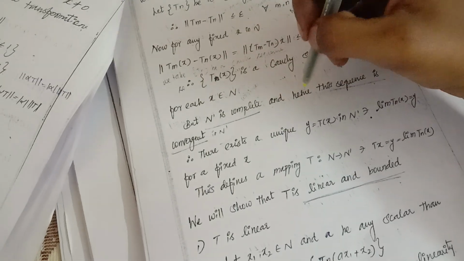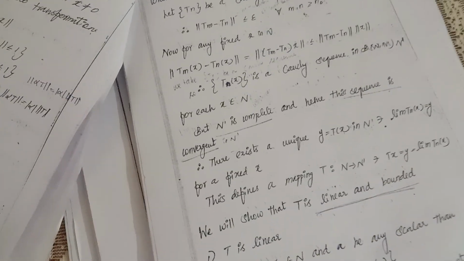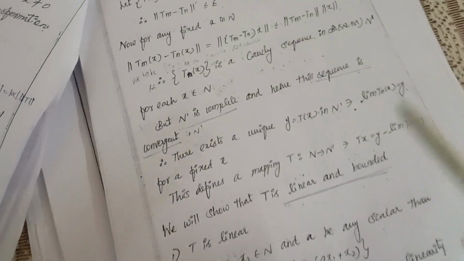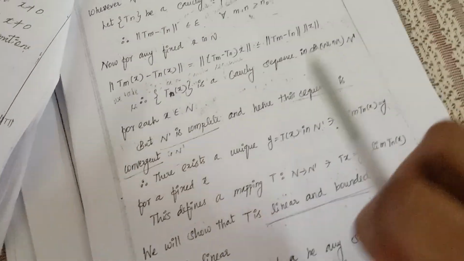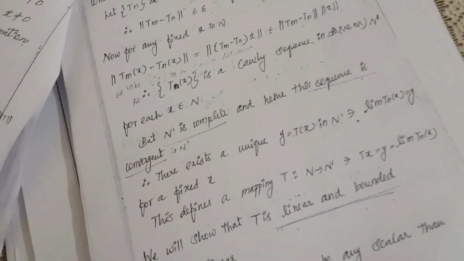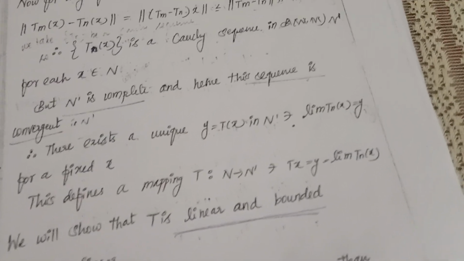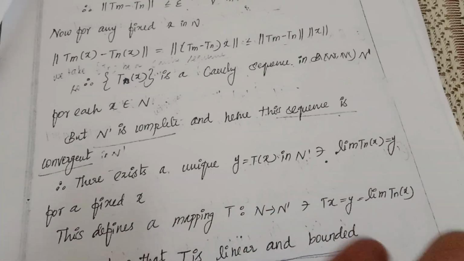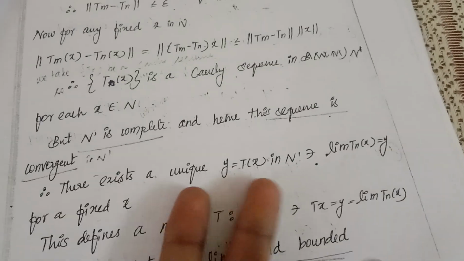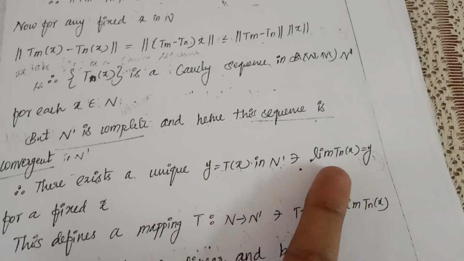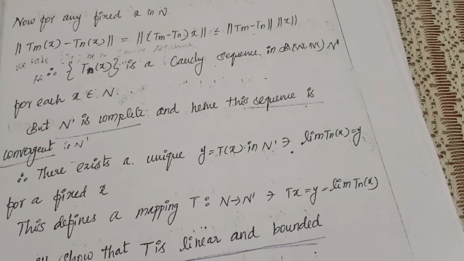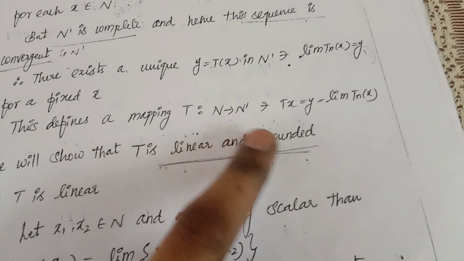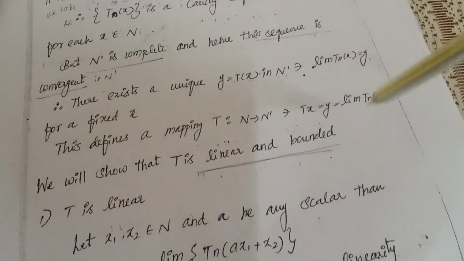We know that N' is complete, hence the sequence is convergent. So for the Cauchy sequence in N', there exists a unique y equal to T(x) in N', such that the limit of Tn(x) equals y for a fixed x in N. So this defines the mapping T from N to N', T(x) equal to y, the limit of Tn(x).